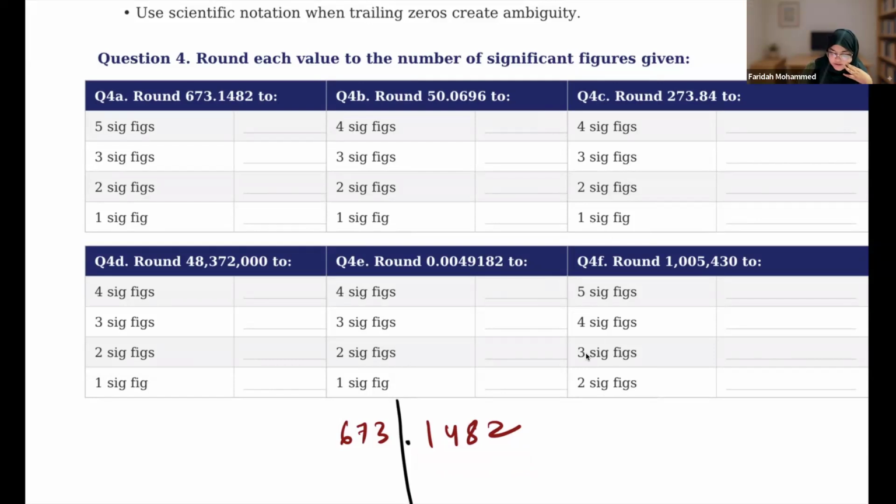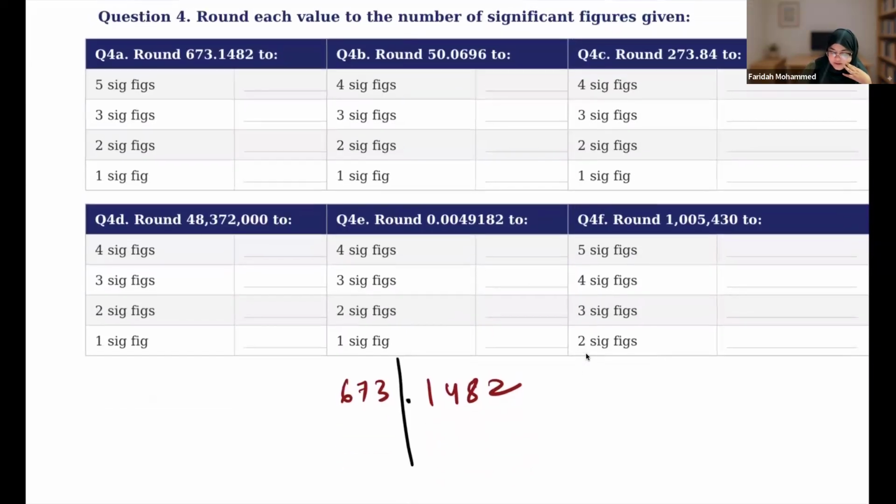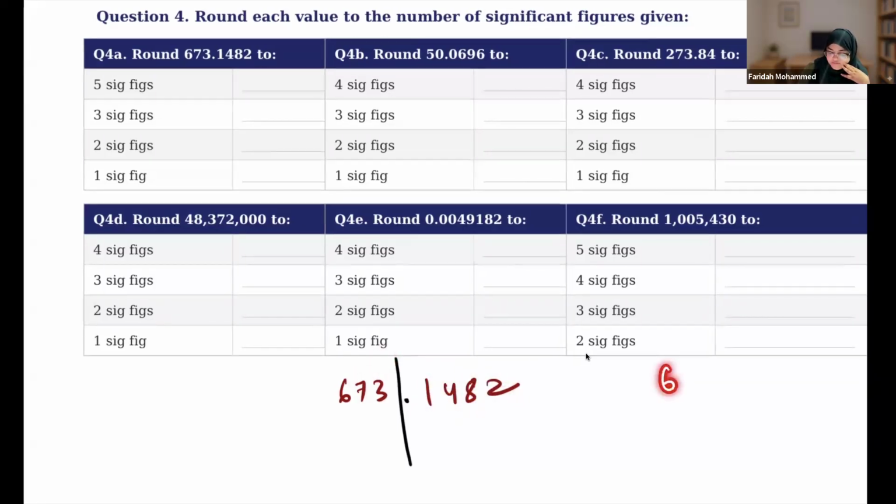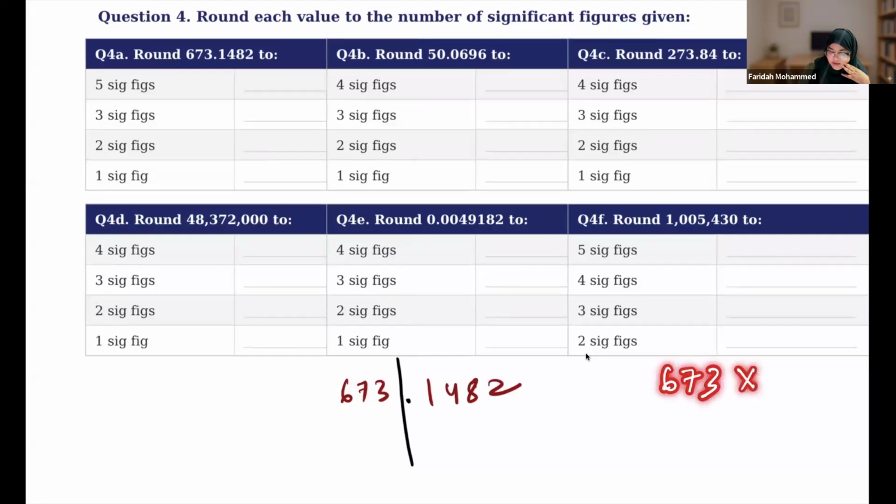Okay, Tanvi. For two significant figures, right? What did we say? After the decimal, the numbers will be ignored. Before the decimal, see, 673 is not the same as 67, right? The numbers should have the same value. I mean, nearly the same value.